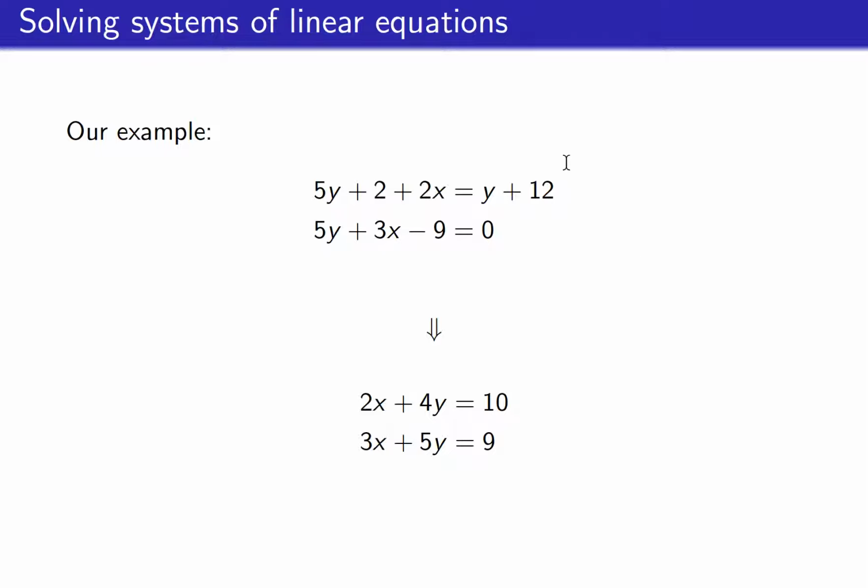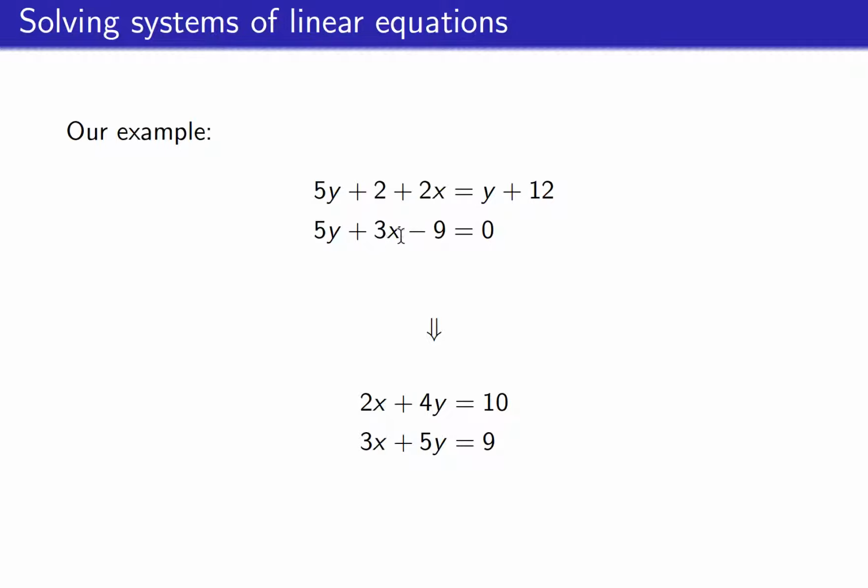In our example, we had this system of equations. You'll notice that there's a 2x over here, and then there's a y on this side. So I'm going to bring the y to this side. 5y minus y is 4y. So the 2 is on the wrong side. Subtract 2. 12 minus 2 is 10. So you see, you get 2x plus 4y equals 10. Notice I've changed the order of x and y here to be in the standard alphabetical order.